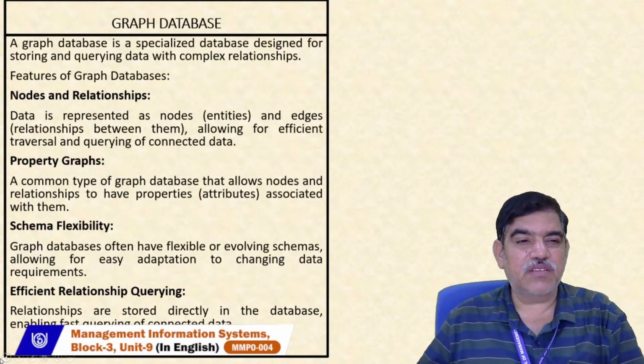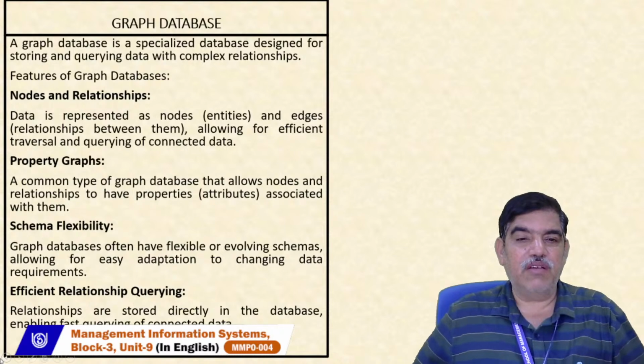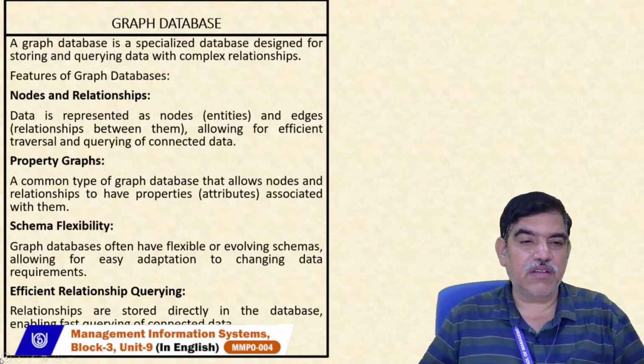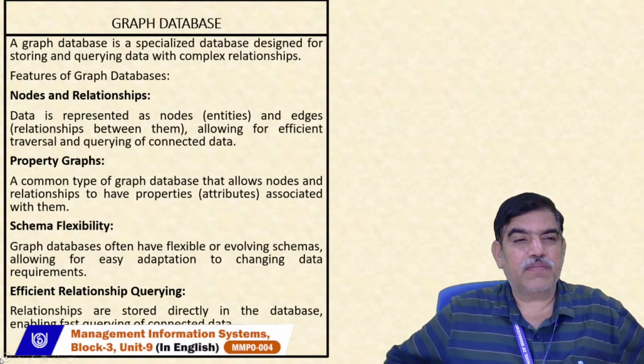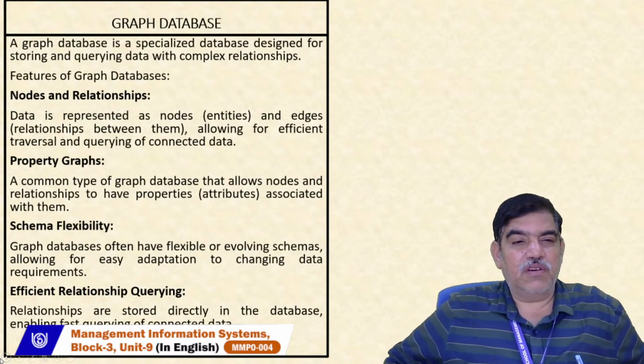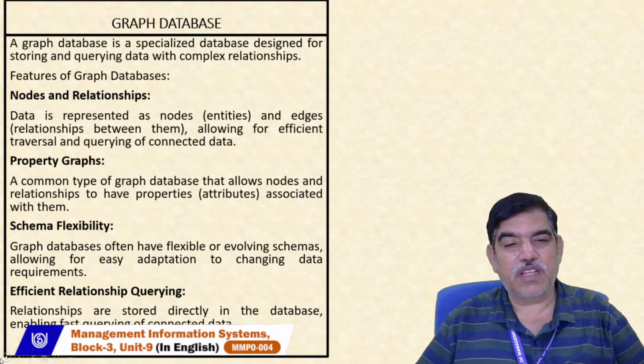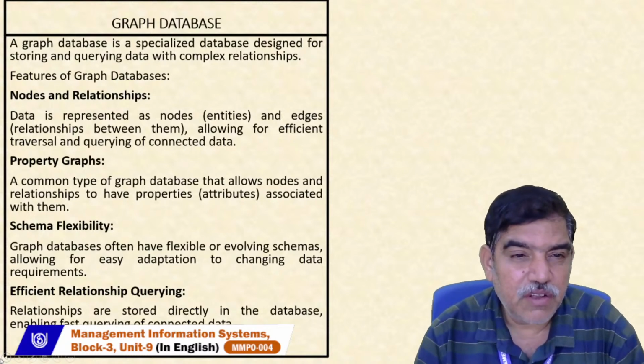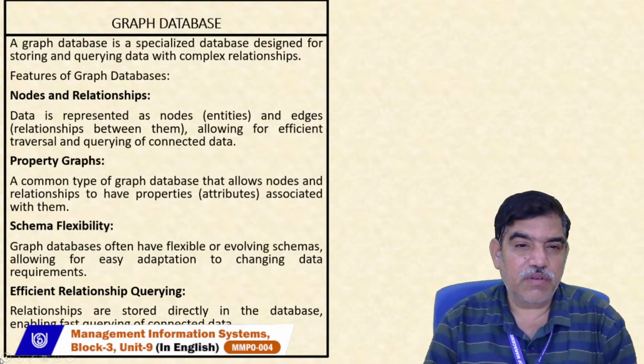So nodes and relations. Data is represented as nodes, entities, and edges, relationships between them, allowing for efficient traversal and querying of connected data. So all the nodes have some information, and that information is linked to each other with the main node called the root.